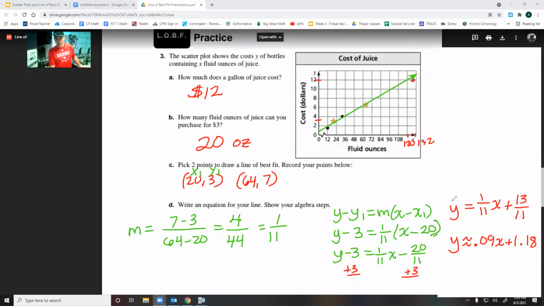All right, I've crunched the numbers and come up with 2 equations. One's an exact equation, which is always great to have, leaving it in fraction form. And then one's an approximate equation right there. We're going to use this to make a prediction in the next step.